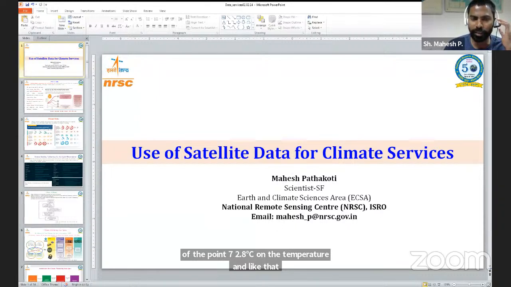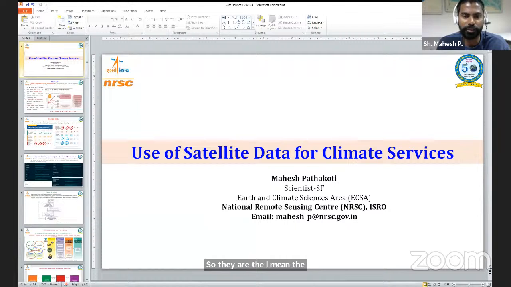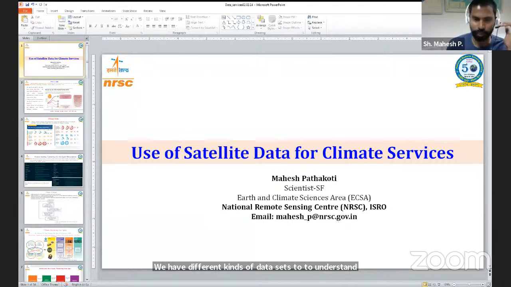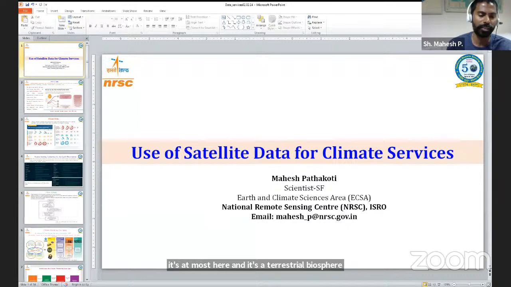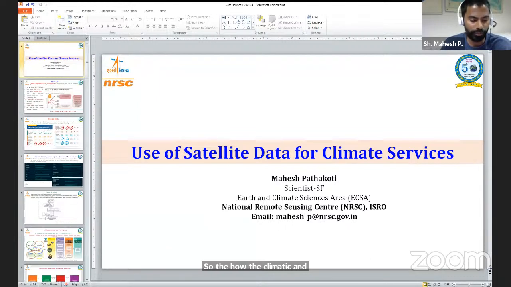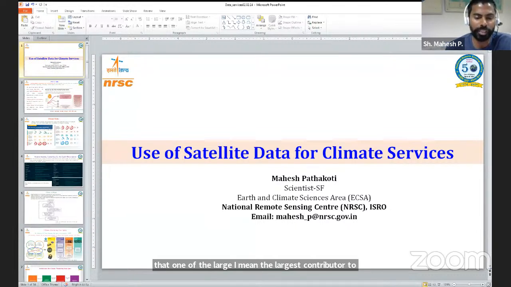The technology has evolved over the last two decades, with high temporal and spatial resolution, and it has increased a lot. We are even able to detect point-level sources of these emissions. These are the data available today from different providers and agencies. We have different kinds of data sets to understand what is happening in the Earth's atmosphere, terrestrial biosphere, and all the spheres of the Earth, land, ocean, and atmosphere, and the interactions can be very well understood from these available data sets. As we know, one of the largest contributors to burning fossil fuels and emissions of greenhouse gases is energy, basically.